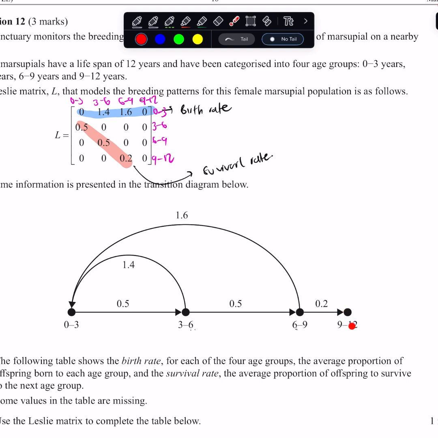is 9 to 12. Now notice that there's nothing here, because at this time it says the marsupials have a lifespan of 12 years. So 9 to 12, probably there's no birth rate because they're obviously about to die, and there is no transition to any of these other age groups. Awesome.